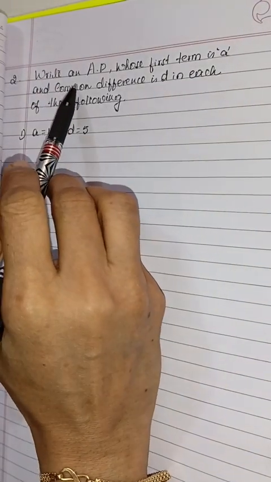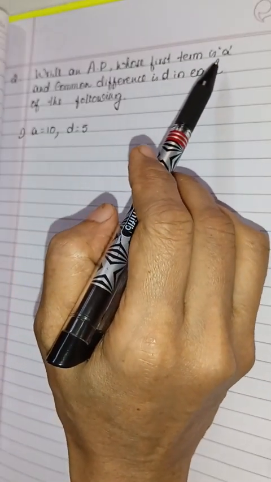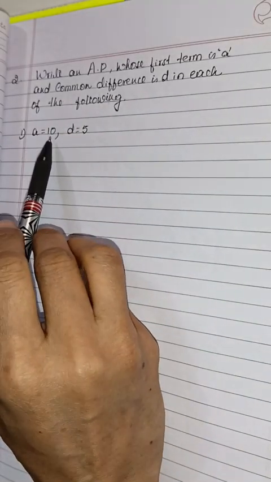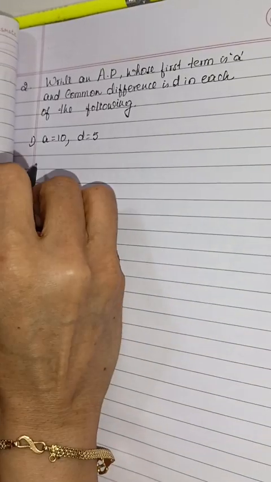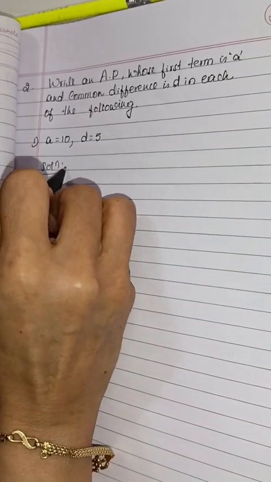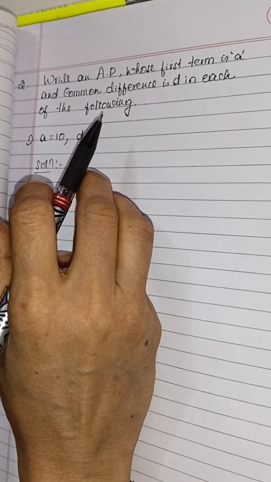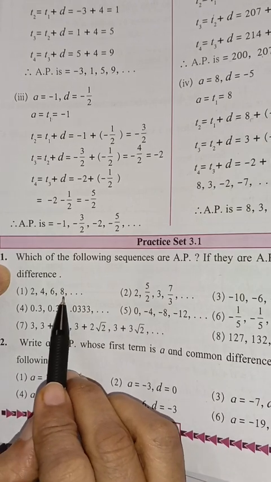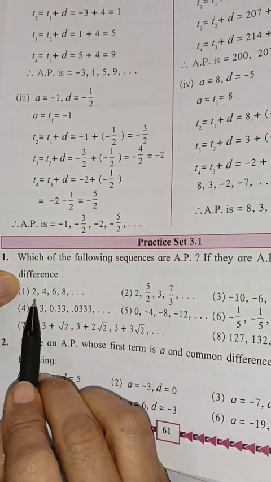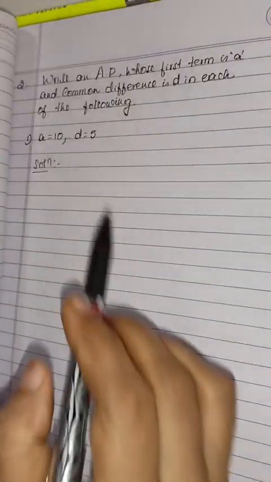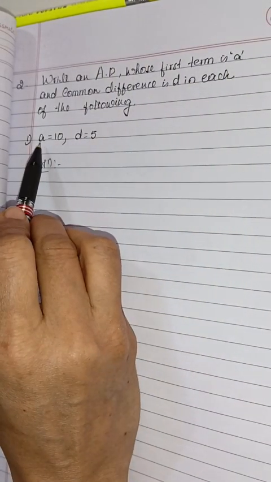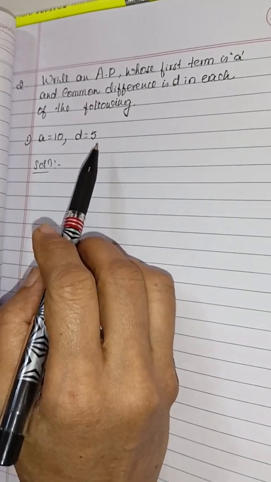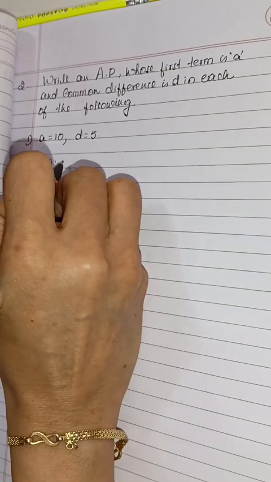Second question is, write an arithmetic progression whose first term is A and common difference is D in each of the following. First one is A is 10, D is 5. Okay. So in this practice set 3.1, in the first example, the sequence was given and we used to find the difference between two consecutive numbers, that is D. Here, D is given and A, that is T1, is given. We have to find T2, T3, T4, and in such a way at the end we have to write the arithmetic progression.